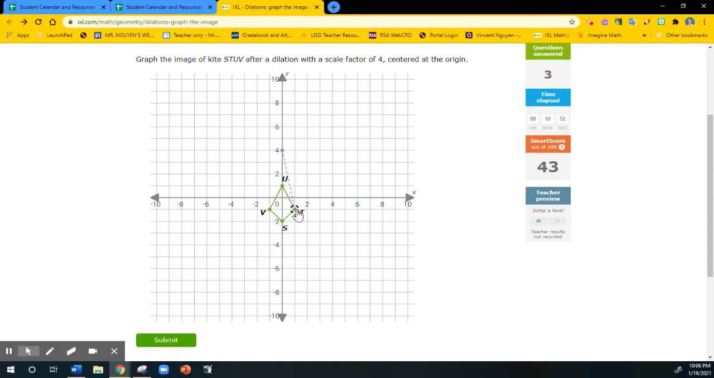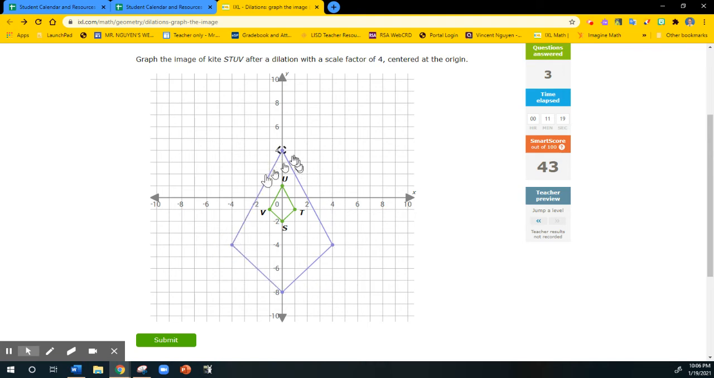Let's do T next. So T is 1, -1. So times 4, it will be 4, -4, right? Everything gets multiplied by 4. And then -2 will end up at -8 because it's 4 times. And then, of course, this one is on the other side at -4, -4, right? Yes, -1, -1, -4, -4. So there is my enlargement.